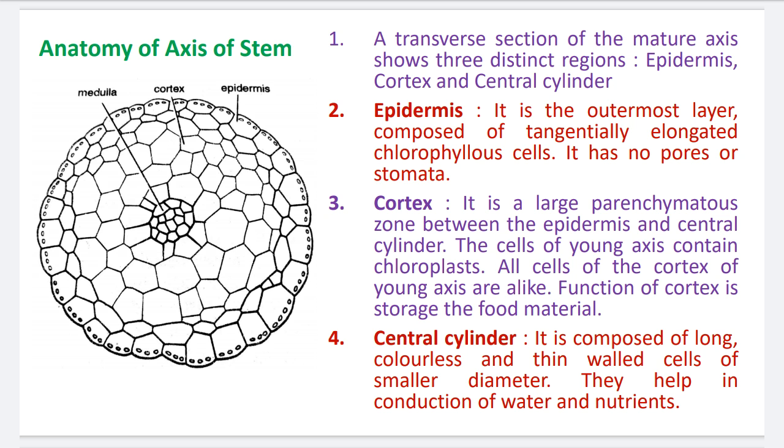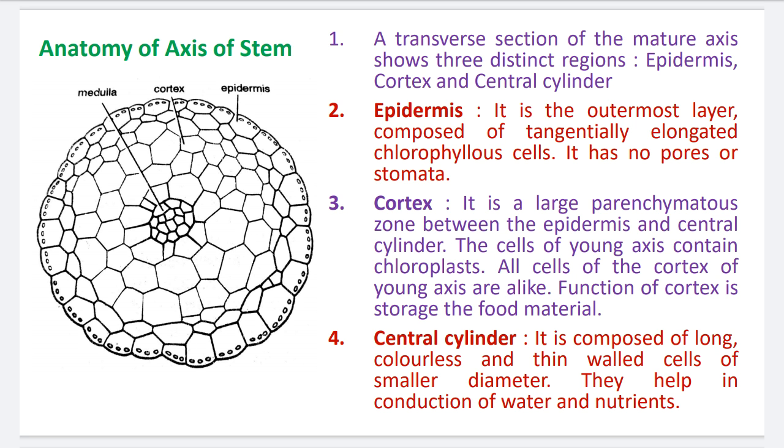The cells of the young axis contain chloroplasts. In the case of the young axis, the cells of the cortex contain chloroplasts, and all cells of the cortex of the young axis are alike. In the young condition, all cells are similar in structure, but at maturity they show variation in their size. The function of the cortex is storage of food material.